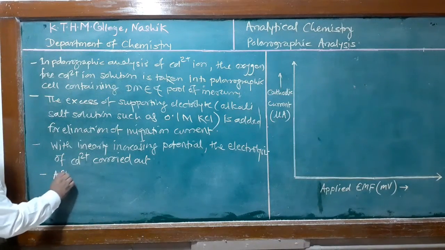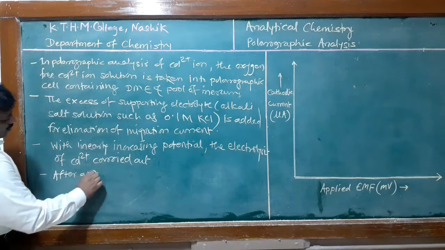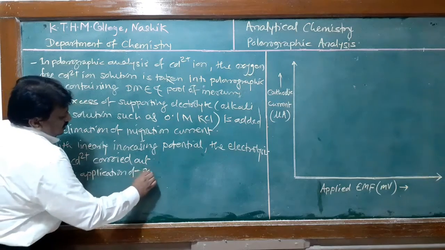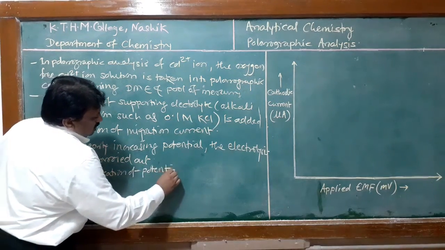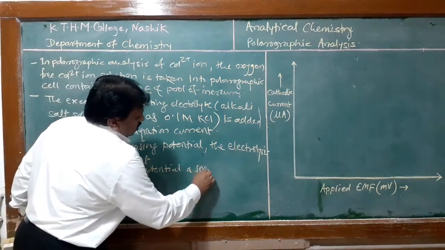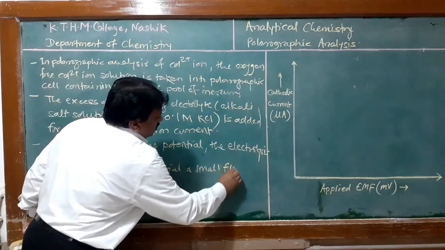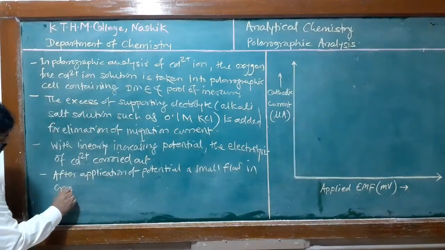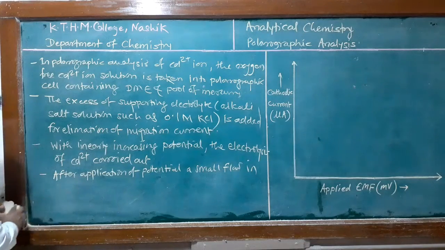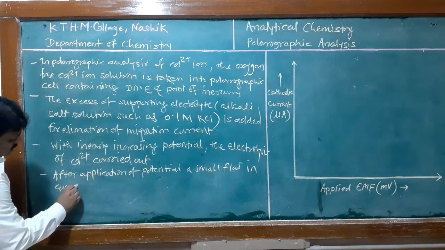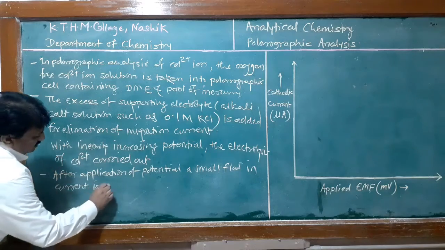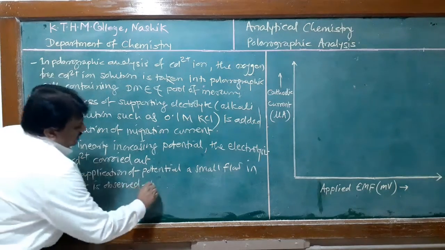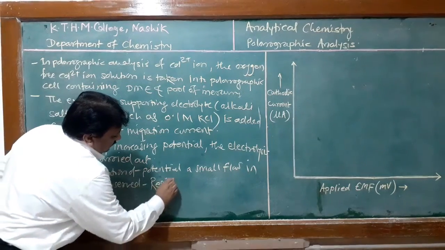After application of potential, a small flow in current is observed, called a residual current.